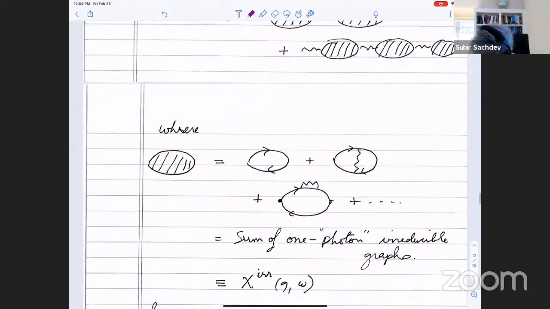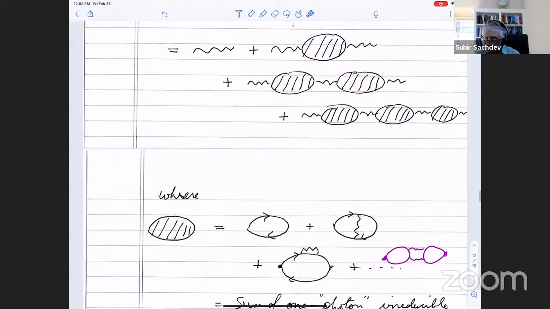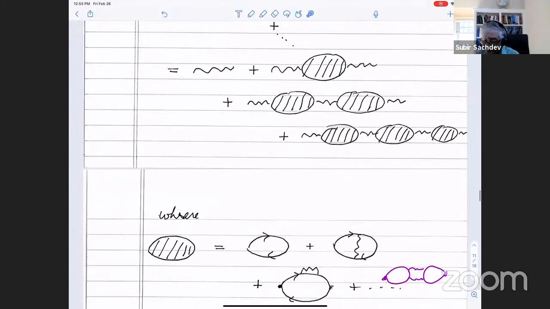because there is another term here in the dot, dot, dot, something like this. This term is included in chi irreducible, because this is not reducible. If I cut one photon line, it still doesn't fall apart. Okay, so this is an exact expression. It's a geometric series, no problem.